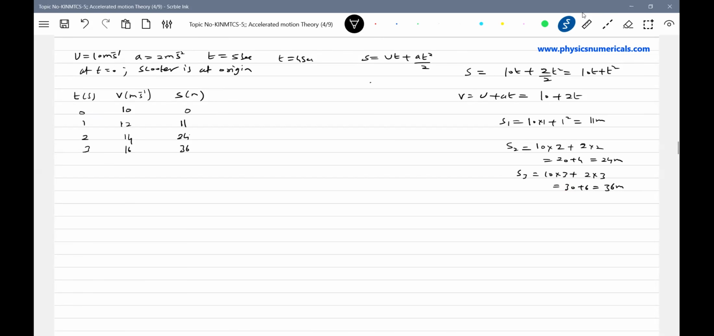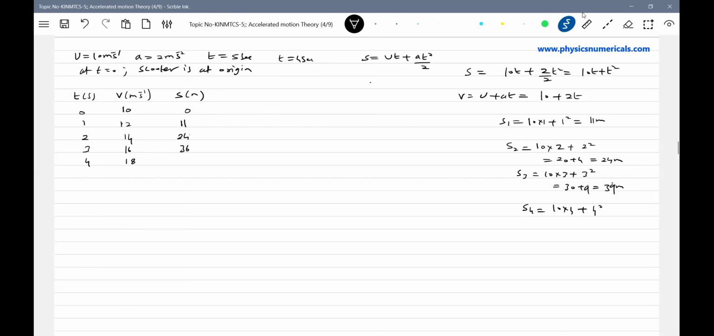(36 meter). S2 will be 4, u plus 18. Okay, S4 will be 10 into 4 plus... oh, some data went wrong, no? 2 into 10 into 2, this will be T square, 2 square. Okay, there's no problem with this. This will be 10 into 3, 3 square. 30 plus 9, 39. Now I'm making changes.